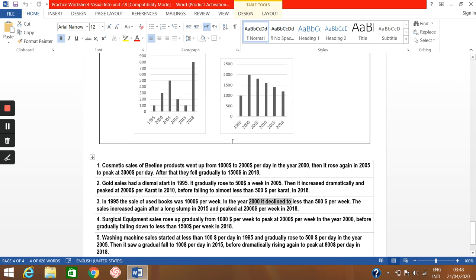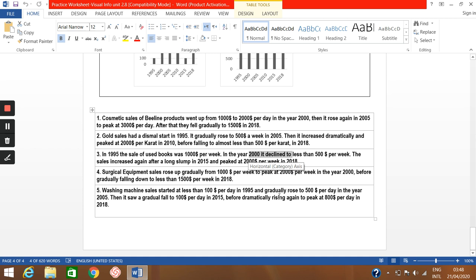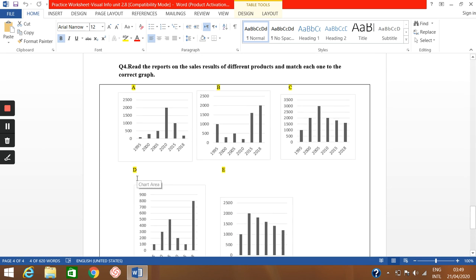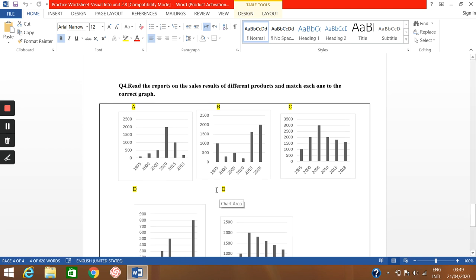You see, even without completing the remaining description of the chart. So say in the year 2000, it declined to less than 500 per week. The sales increased again after a long slump in the year 2015 and peaked at 2000 per week in 2011. If you want to double check, you can see that after the increase here, what has been mentioned in the remaining part of the report is correct. So in that case, you have to choose B.